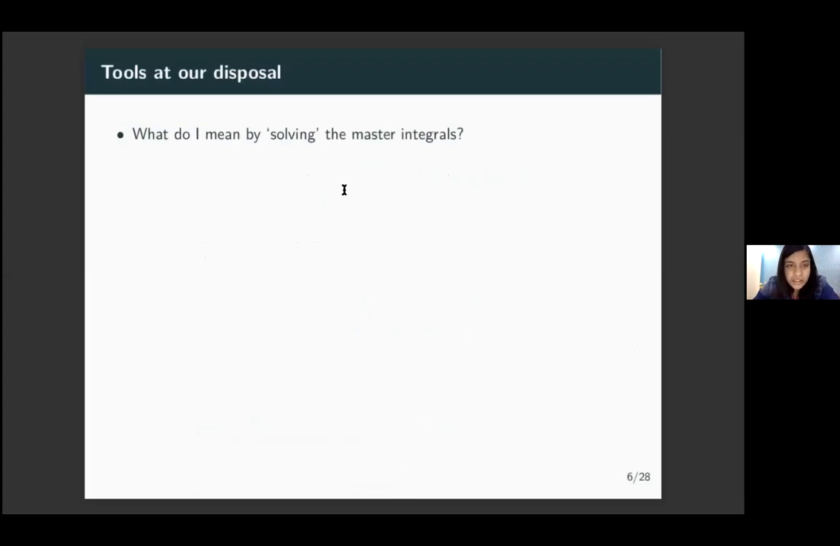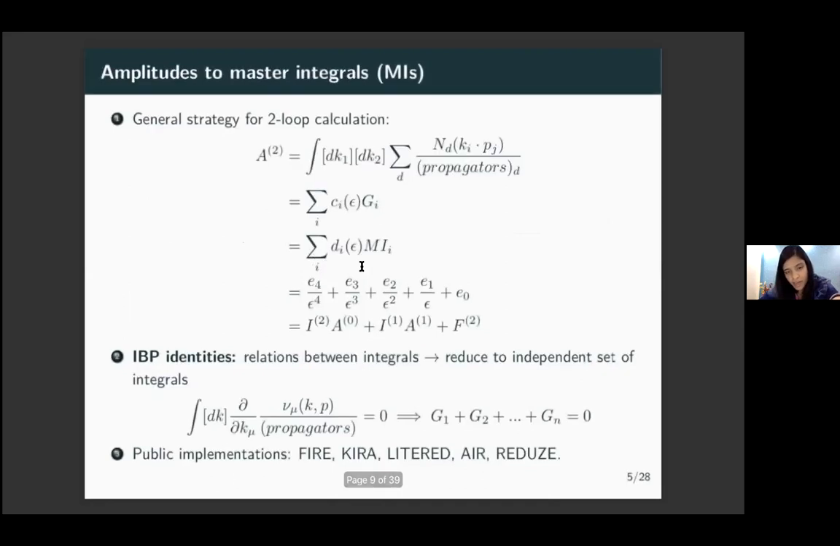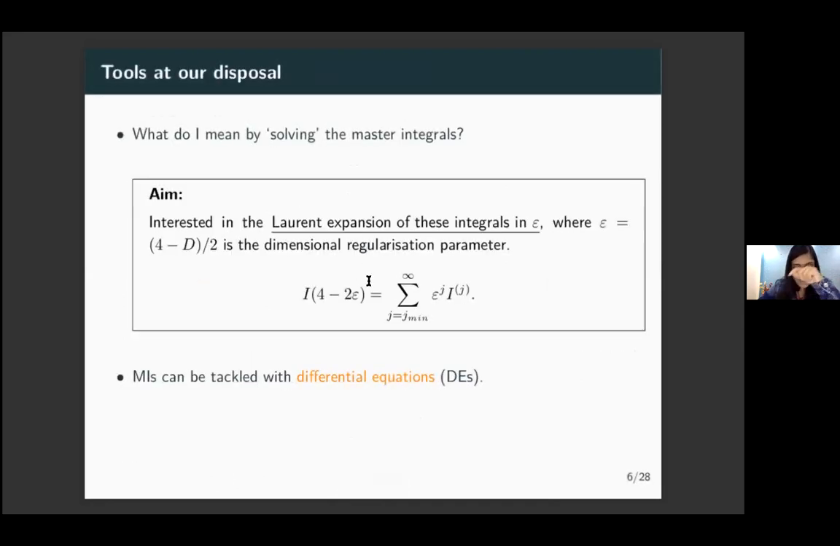So I am interested in solving the master integrals. Now, you may ask, what do you mean by solving the master integrals? What I mean is that I am interested in the Laurent expansion of these integrals in epsilon, where epsilon is the dimensional regularization parameter. So once I have these MIs, I want to write them down like this, basically.